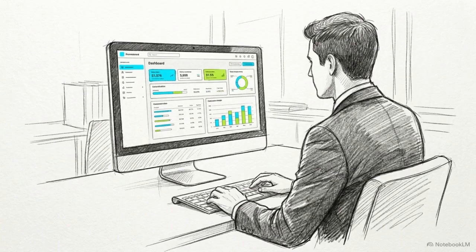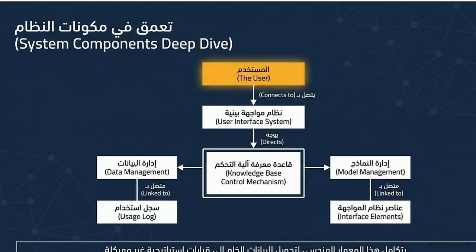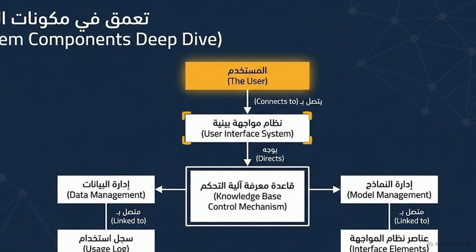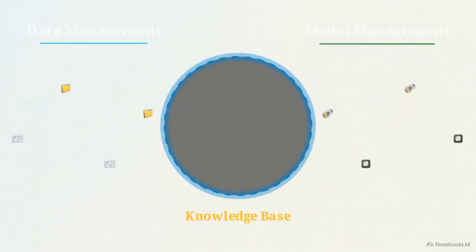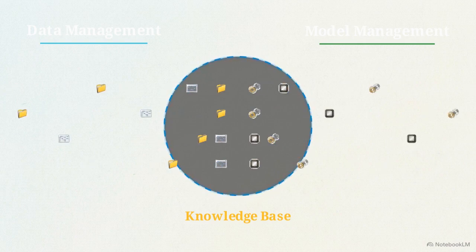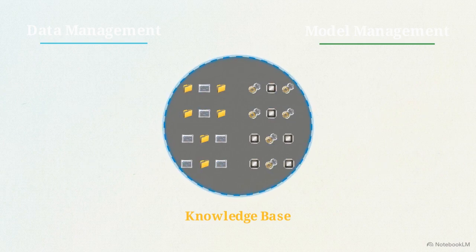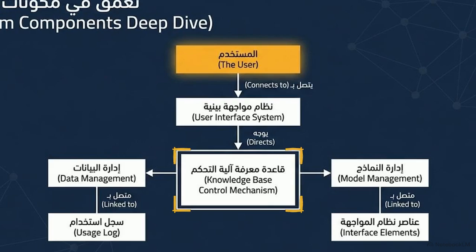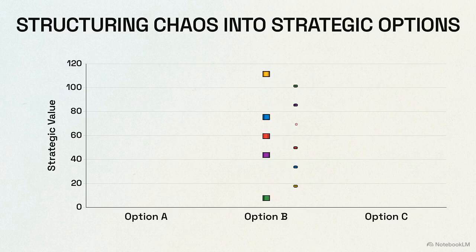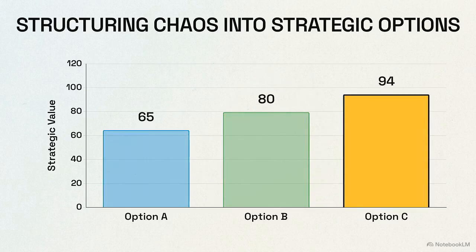Let's look at the result of this 4-phase build from the perspective of the end user. This system architecture diagram traces the process. The user logs in through the user interface system to access the underlying capabilities. On the periphery, data management feeds raw information into the process, while model management applies the logical frameworks we programmed. At the center of the diagram, everything converges in the knowledge-based control mechanism. This acts as the brain, synthesizing the data and the models together for the user. This specific architecture takes chaotic, overlapping data and structures it into clear, strategic options.